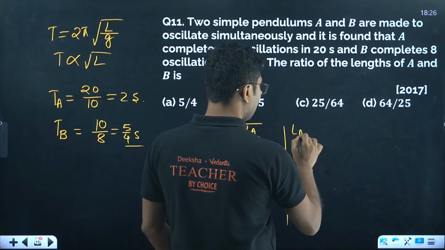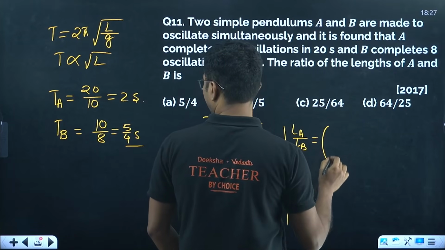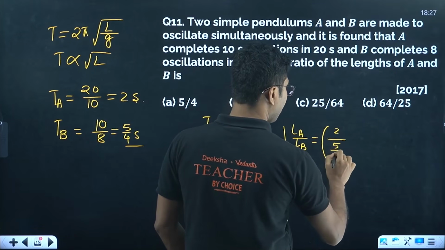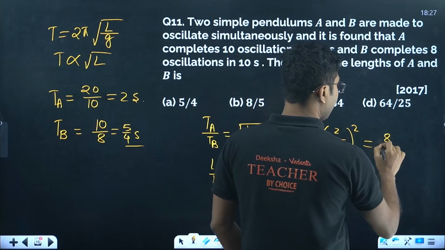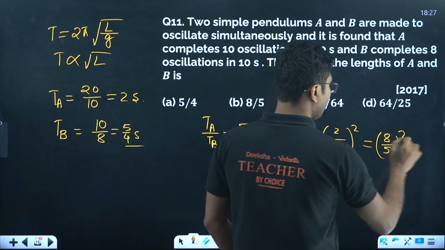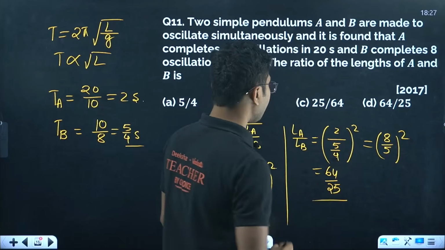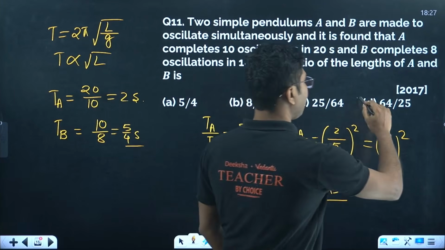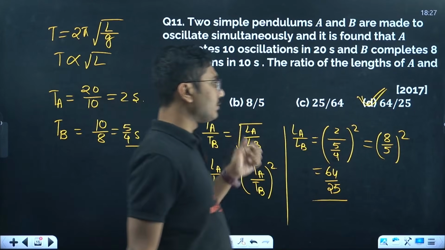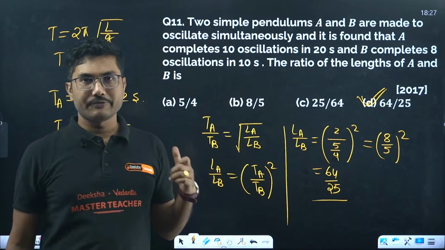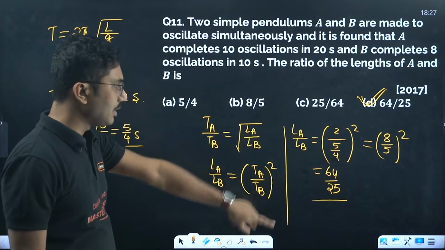So LA by LB will be given by 2 divided by 5 by 4, and there is a whole square, so this 4 will go up, 8 by 5 whole square, so it will be 64 by 25. So correct answer is 64 by 25. In case of ratio-based questions, this is my number one advice: always make sure the order is perfect, otherwise you will make a mistake. So order is A and B first.